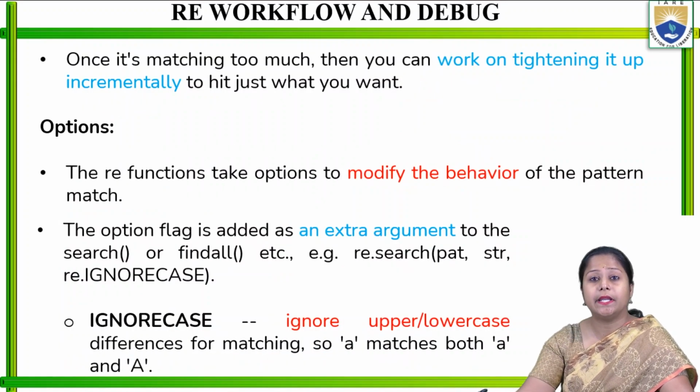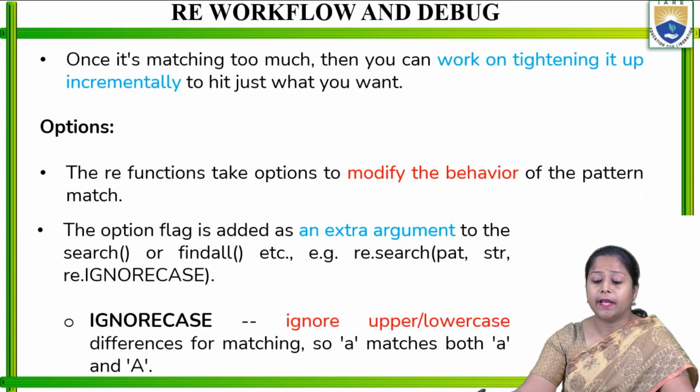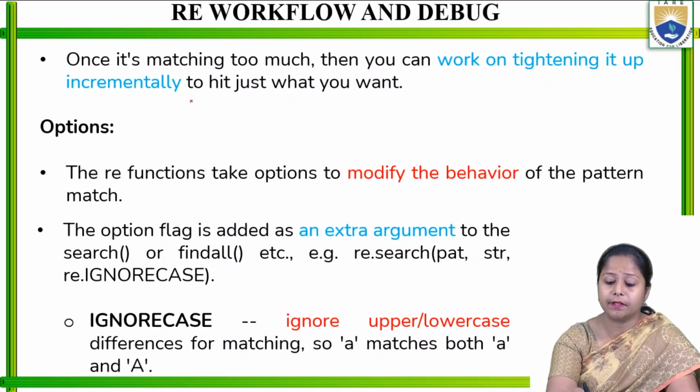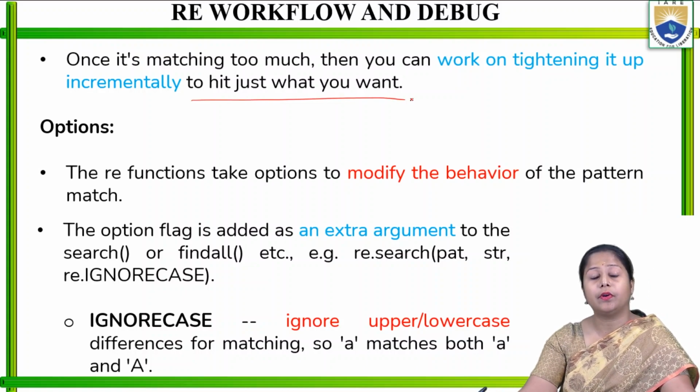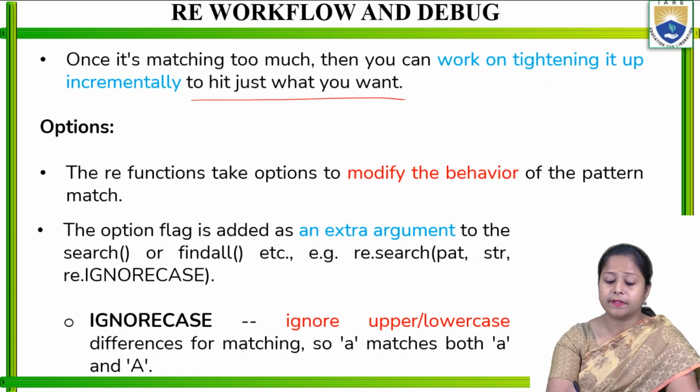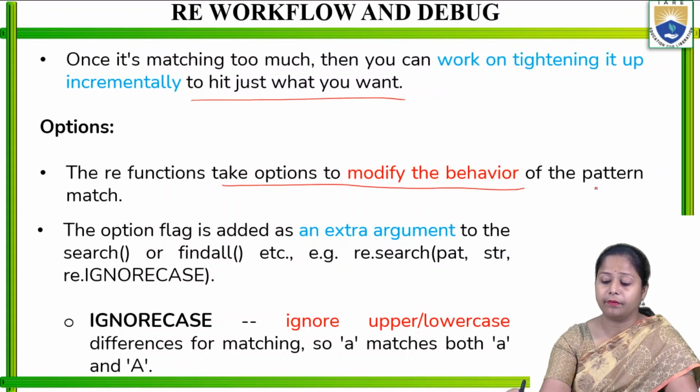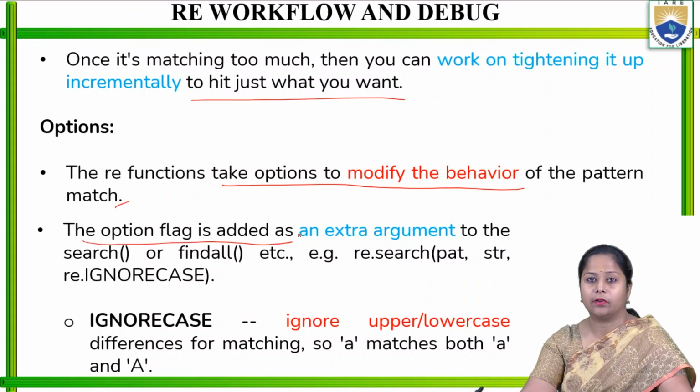So once it's matching too much, then you can work on tightening it, and we can do that incrementally up to hit just what you want. For that, some options are there. The first option is that the re functions take options to modify the behavior of the pattern match. The option flag is added as an extra argument.